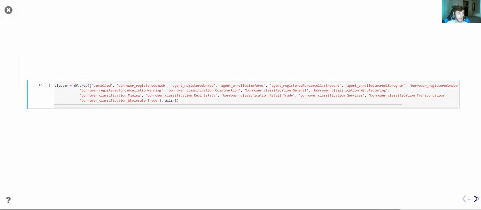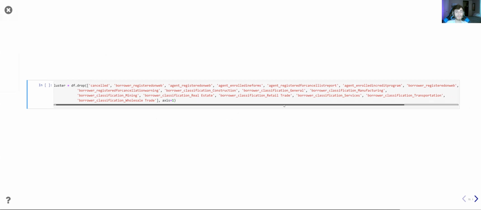Into clustering, we went through and dropped all the binary variables in addition to any variables that had dummy variables associated with them. So dropping all the borrower classifications that we had done initially.